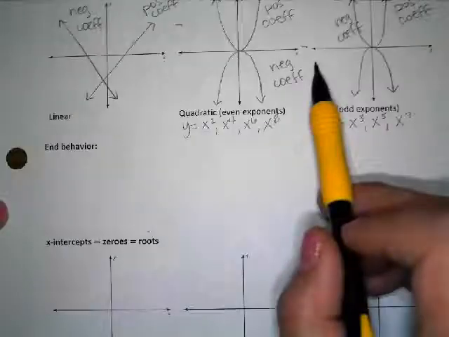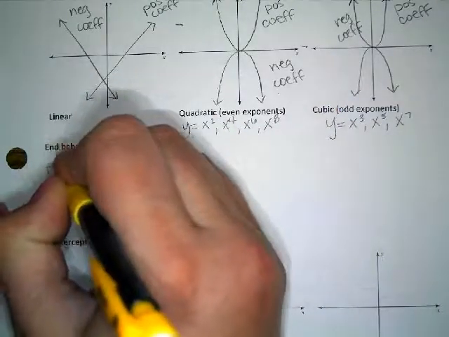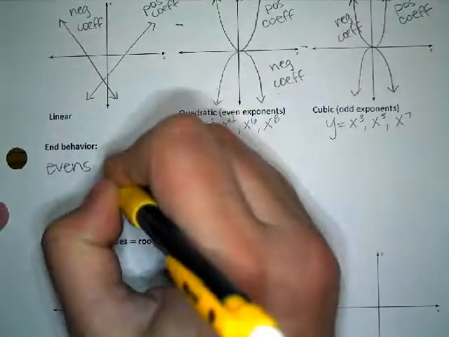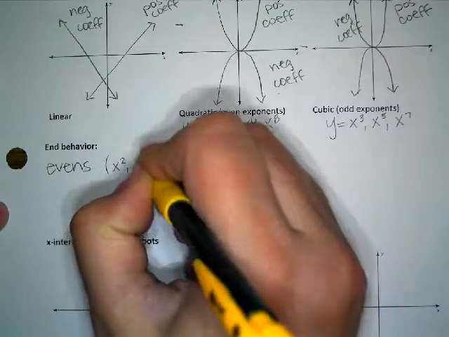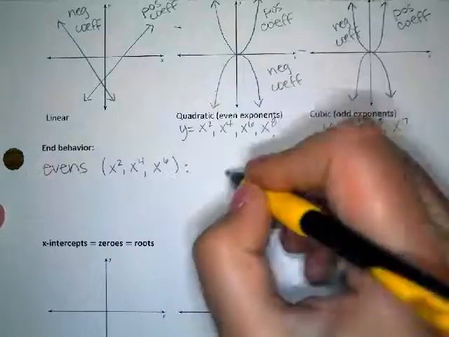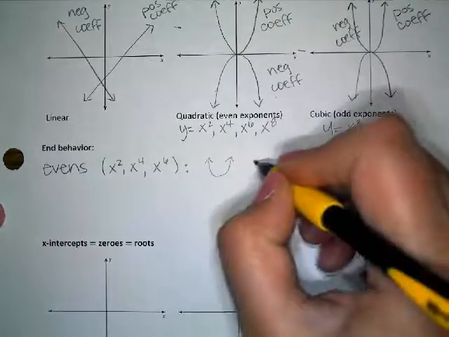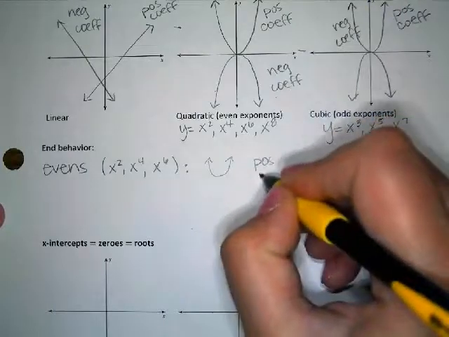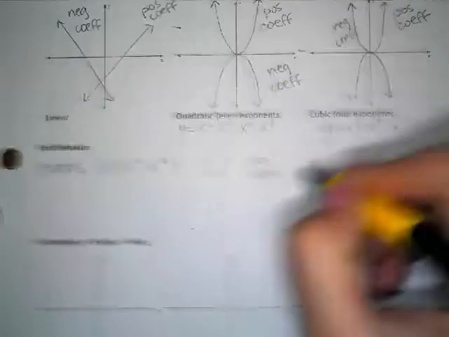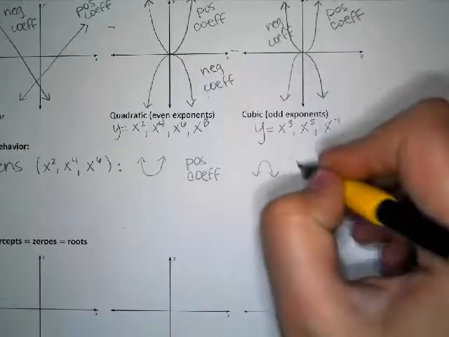So for end behavior, we're just talking about the arrows. So we have the evens, which would be like x squared, x to the 4th, x to the 6th. And we have our arrows could be both up, and that's if we have a positive coefficient, or they could both be down, and that is if we have a negative coefficient.